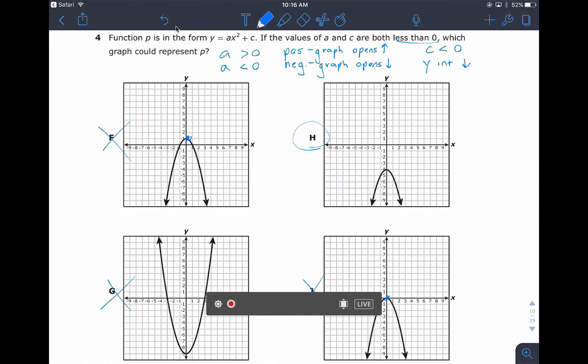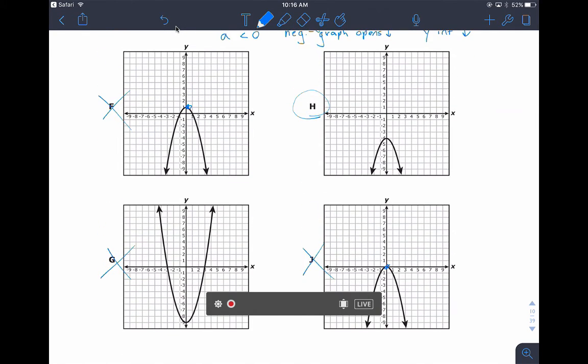So pay attention. The a affects the graph opening up or down. The c is basically how high or how low the graph is. It's technically your y-intercept. So go with the lower of those two graphs.